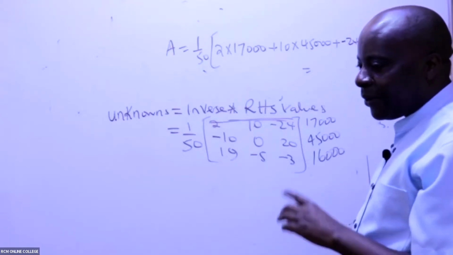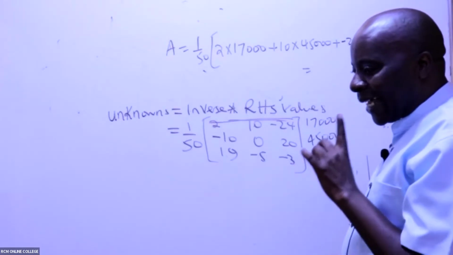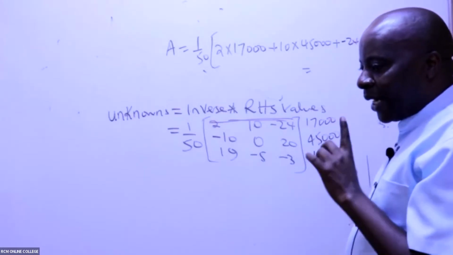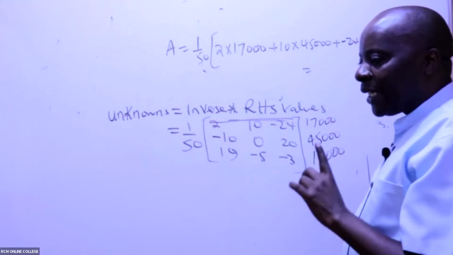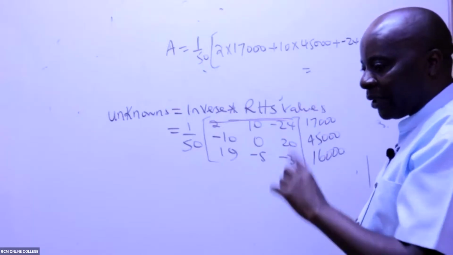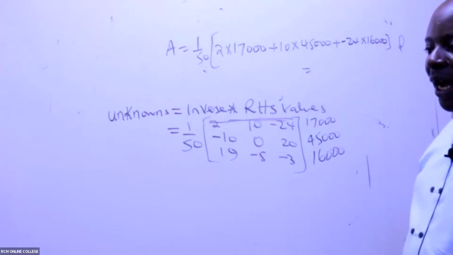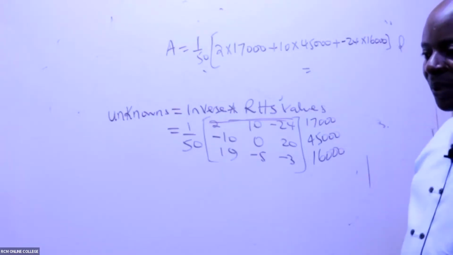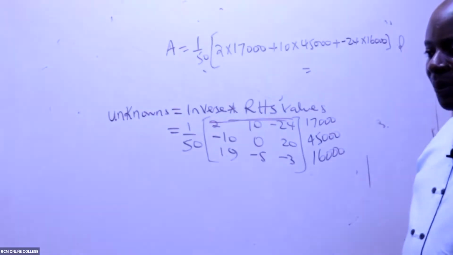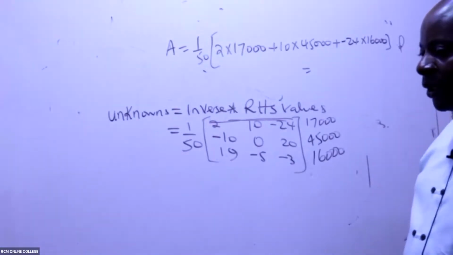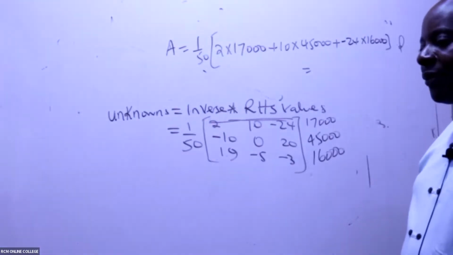We must get the same answers we got using the other method, unless we missed out a sign somewhere. Always.